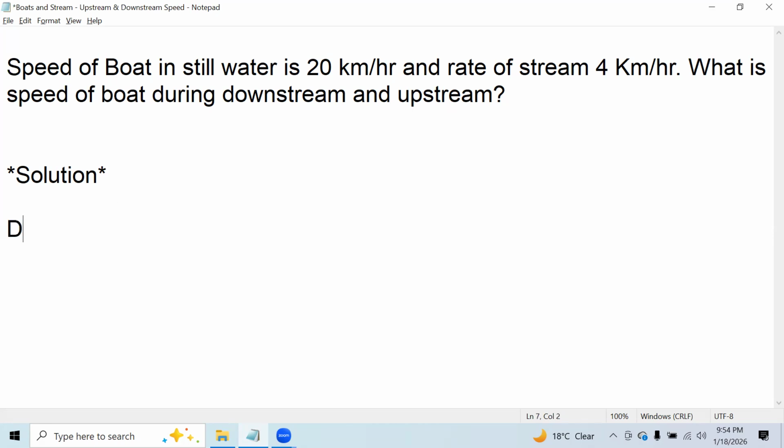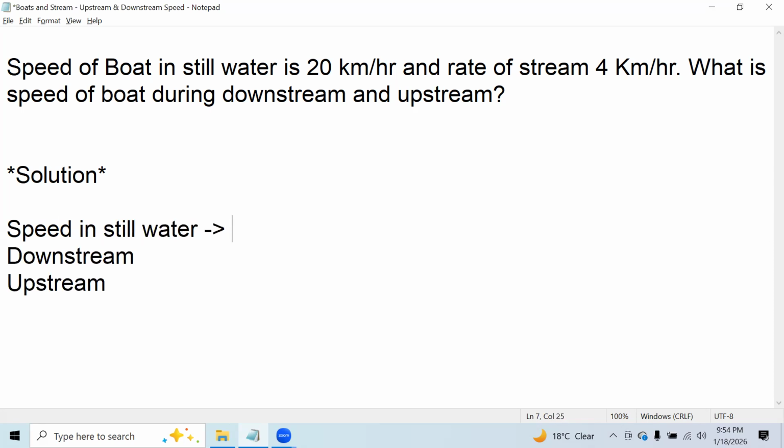So let's try to understand the concept of downstream and upstream first, and speed in still water also. Now imagine you are running on a ground which is a plain surface area. There is no up and down in that. It's just on the same level. You are running on it. So you can just consider this as a speed in still water.